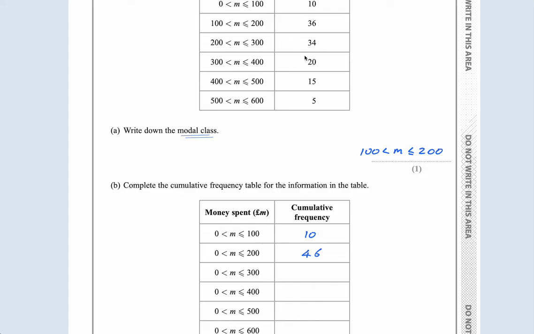And then 0 to 300 is all of these three, because these are less than 300, these are less than 300, and these are less than 300. So I add 34, which is 80, add 20 is 100, add 15, 115, and add 5 is 120.